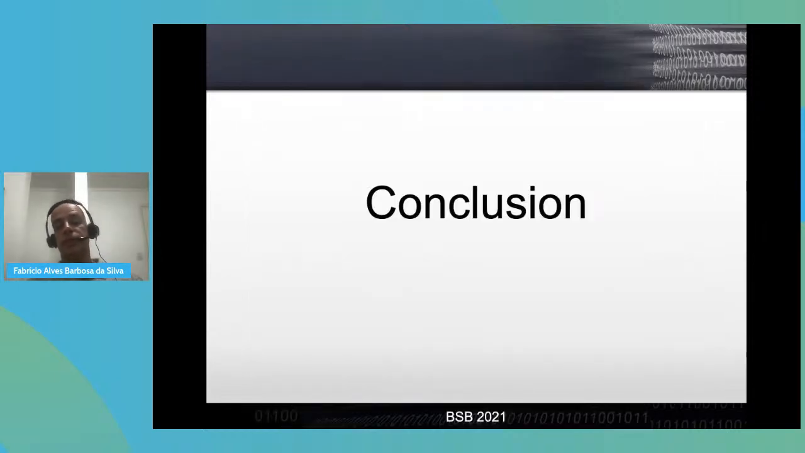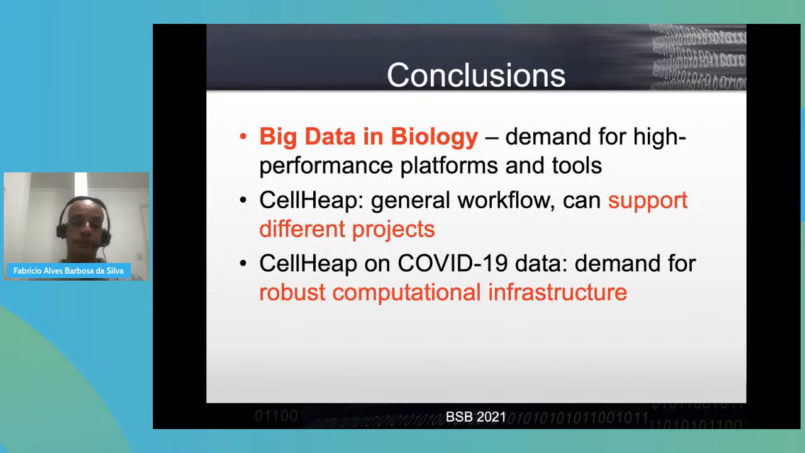Okay, for the conclusion. I believe that we can state that we are in the era of big data in biology. That means that there is a demand for high performance platforms and tools. Look, I give you an example today of only 12 patients, only one tissue.